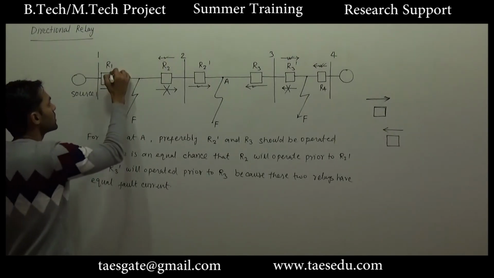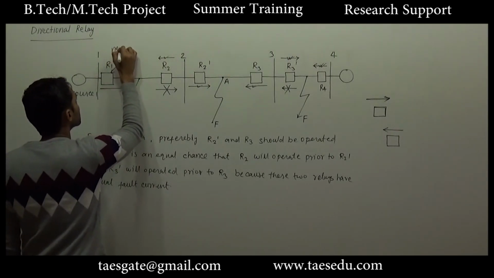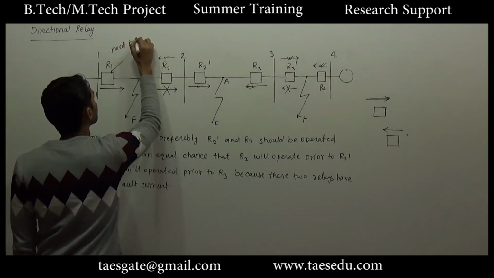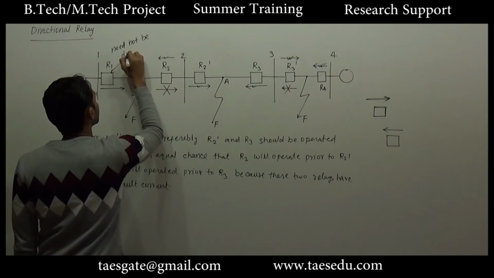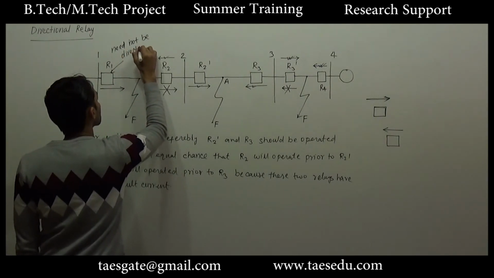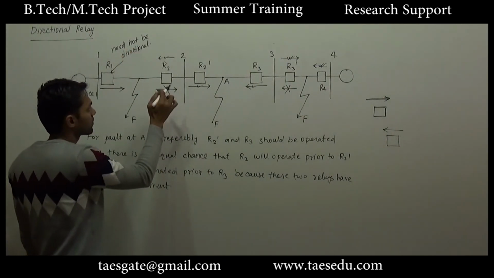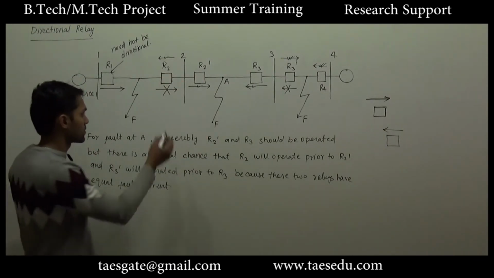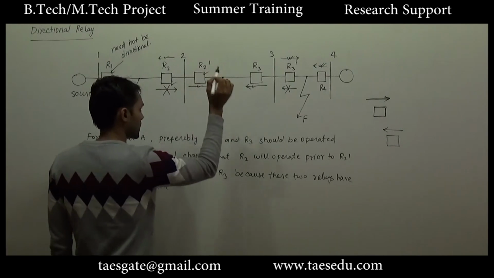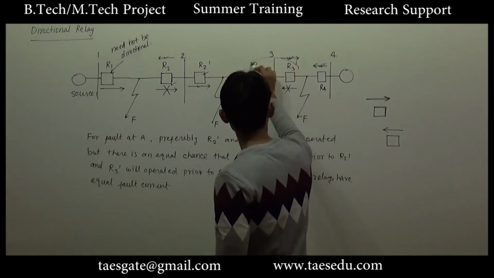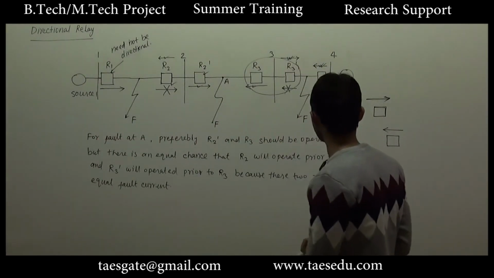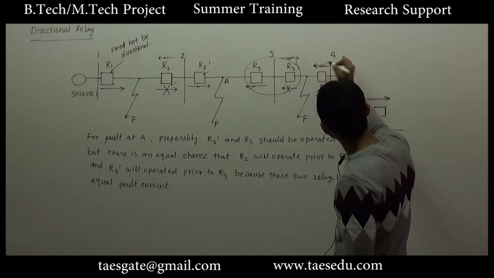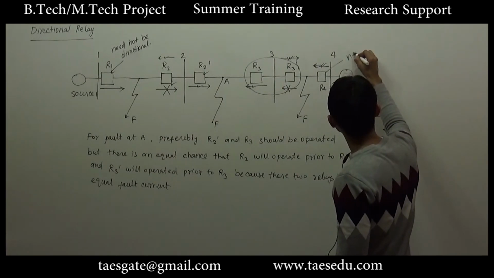So this relay need not be a directional relay. The direction of current in this relay may be left to right and right to left, so this has to be directional, this has to be directional, and these two relays also need to be directional. Again, consider the relay R4, the direction of current is only from right to left, so this need not be directional.